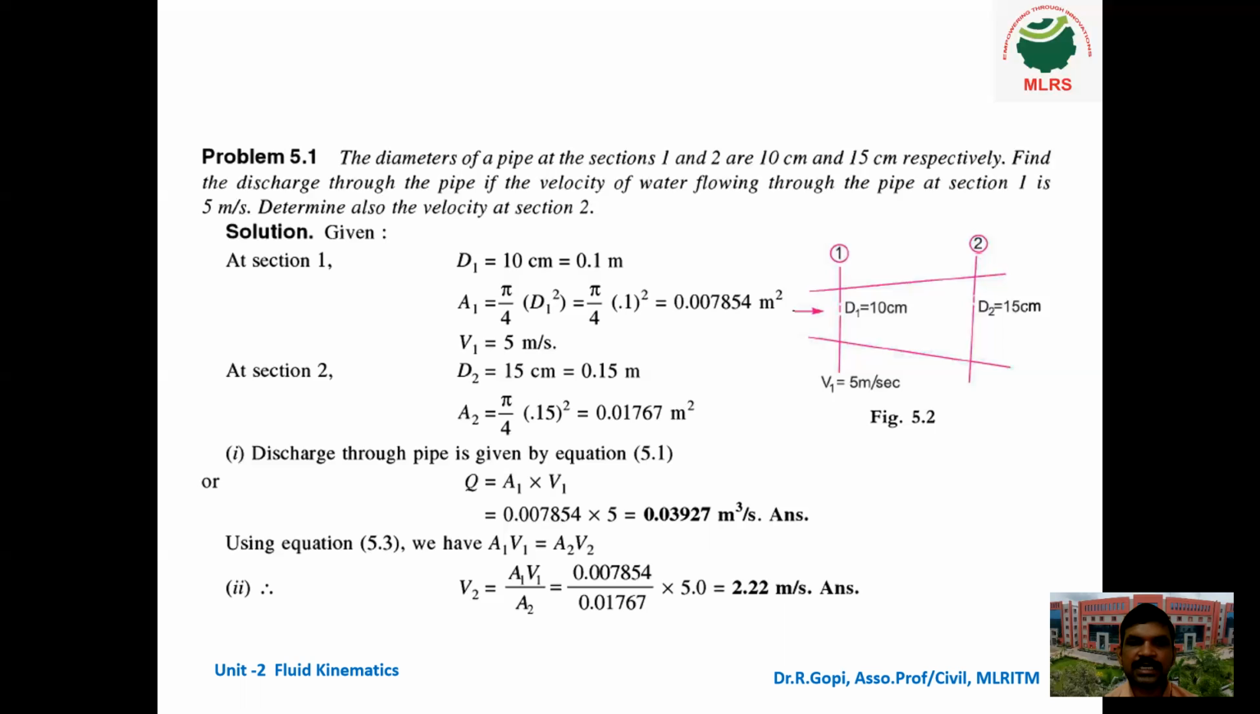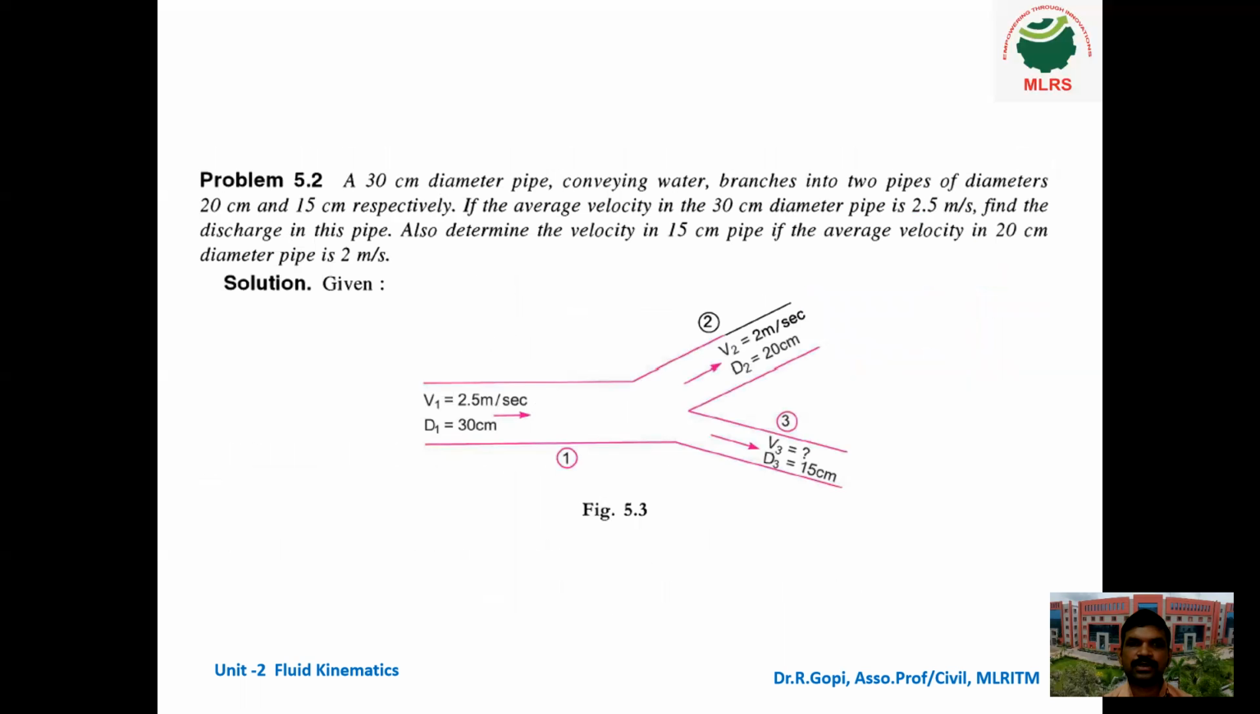I hope all of you understand this simple problem. Simple equation, right? a1 v1 equal to a2 v2. That's all. Whatever values you know, simply substitute and we can get the unknown parameters. Now we will move to the second problem. I'll read the second question.